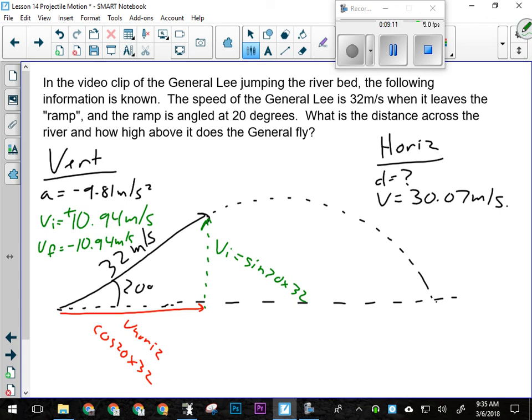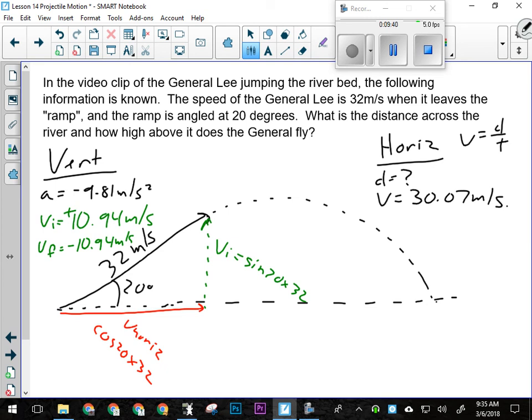All right, that's what I can get for right now. If I want to find the horizontal distance, what else do I need? Time, right? Because horizontally, we're going to use v equals d over t. The horizontal velocity isn't changing. So all we need is time, and we'll be able to figure out how far it is across the riverbed. Can I find time with vi, vf, and a?